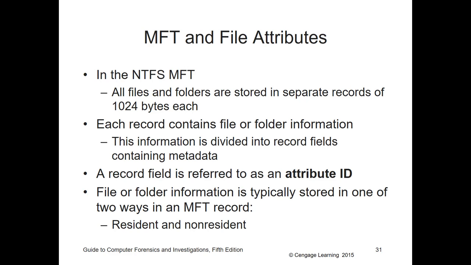In the NTFS MFT, all files and folders are stored in separate records of 1024 bytes each. Each record contains file and folder information that is divided into record fields, and that's going to be that metadata. A record field is referred to as an attribute or attribute ID. File and folder information is typically stored in one or two ways, which is resident and non-resident. Does it reside or not?